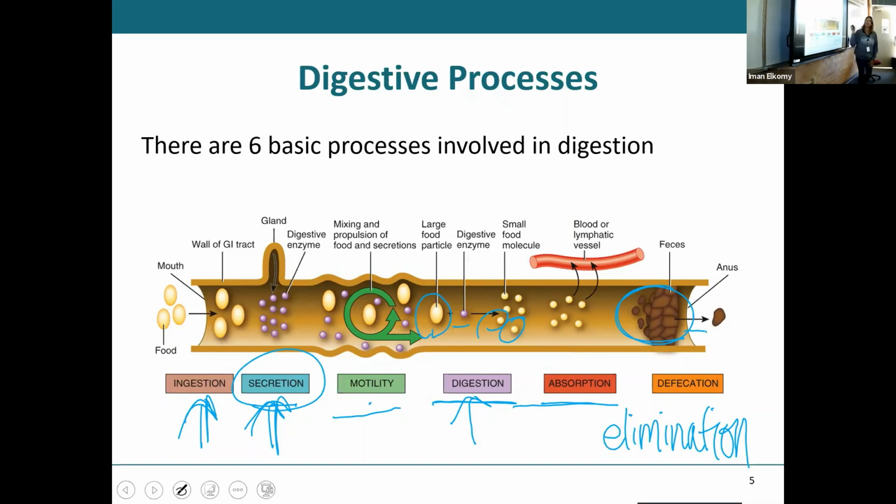So that is the entire process of digestion. It starts with ingestion, goes to secretion. We got to throw stuff at it. Motility, we got to mix it up with the stuff that we threw at it. Digestion, that stuff that we threw at it with the mixing is going to break it down into smaller pieces. Absorb the stuff you want, eliminate the stuff that you don't need. Cool? All right.